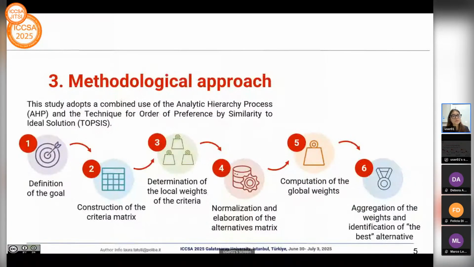The different kinds of techniques are based on different phases. In particular, for this case study, we adopted two techniques combined, which are the analytic hierarchy process, so the AHP, and the technique for order of preference by similarity to ideal solution. And the use of these techniques combined was developed by the definition of the goal, the construction of the criteria matrix, the determination of the local weights of each criterion, the normalization and elaboration of the alternative matrix, the computation of the global weights, and the aggregation of the weights for the identification of the best alternatives.